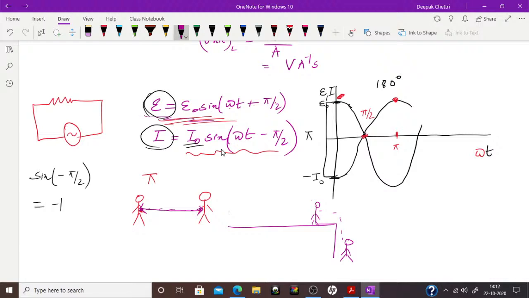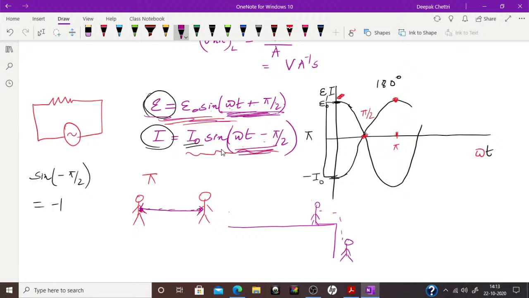The EMF will lead. You look at this, omega t plus pi by 2, whereas this is omega t minus pi by 2, understand. So just looking at the angles also, you can tell that one of them leads. So this one is leading. So the question is, by how much is it leading?